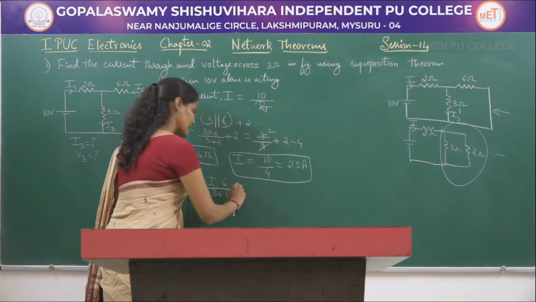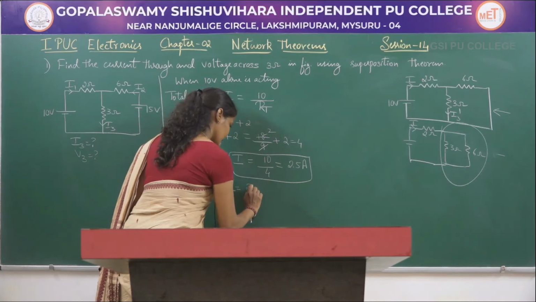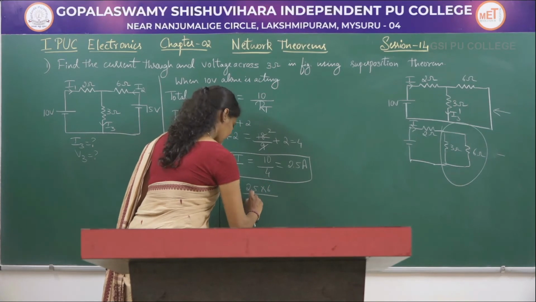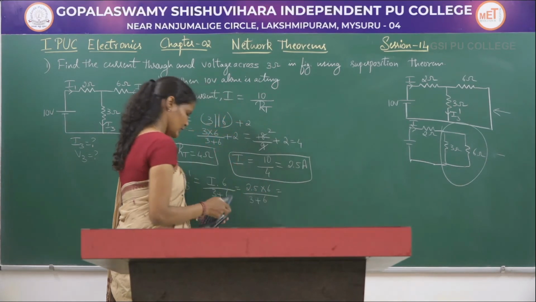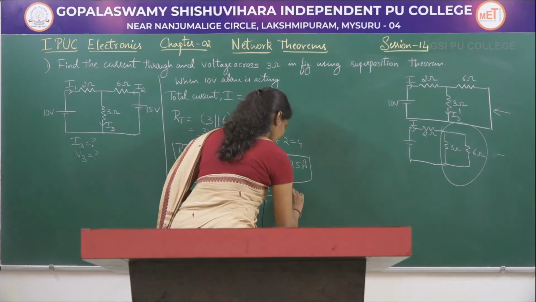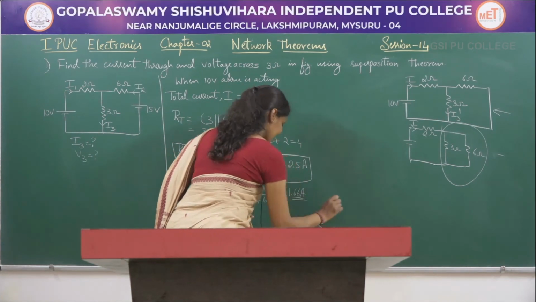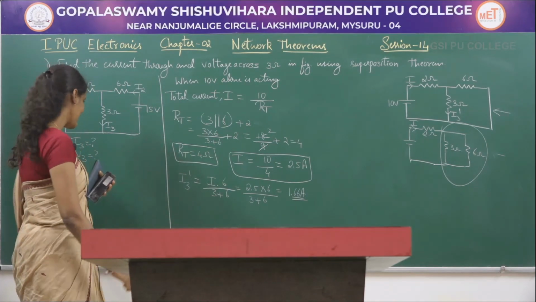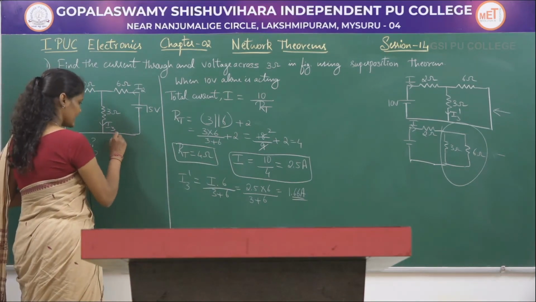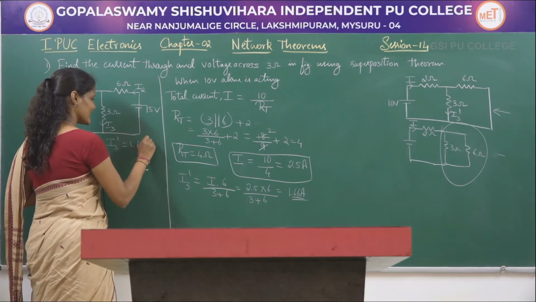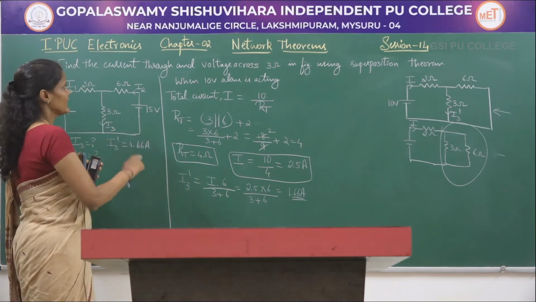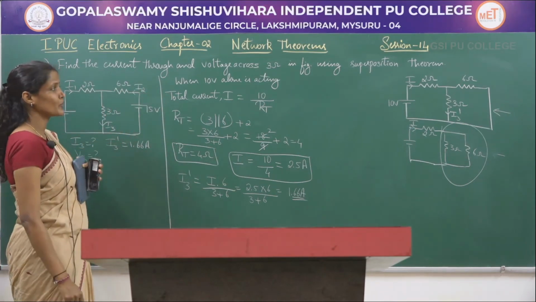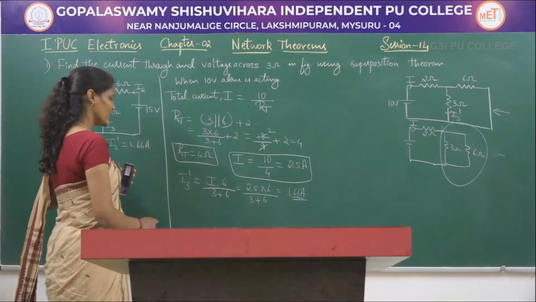So the total current is 2.5 into 6 divided by 3 plus 6. So I will be getting the branch current as 1.66 amps. So I3 dash is equal to 1.66 amps. Let me write it here. I3 dash is equal to 1.66 amps. Now they have not only asked the current flowing through that resistor, they have also asked us to find out the voltage across that 3 ohm resistor.